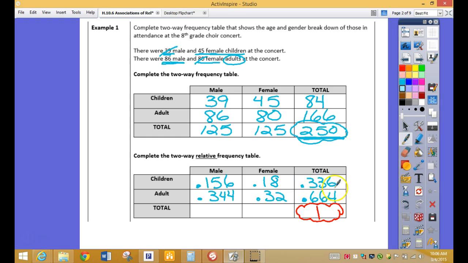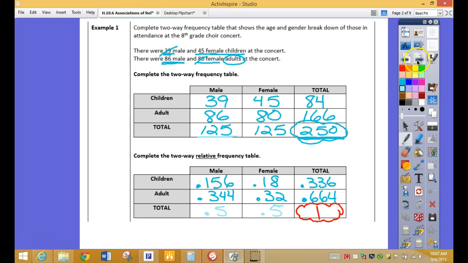Do they? If you add these on the calculator, do I get 1? Yes, so that one worked. Let's see if these work now. Or you could go here, because we know these already added up to 125. What's 125 divided by 250? 0.5. Does 0.5 and 0.5 add up to 1? Yes, it does. That's a very good sign.